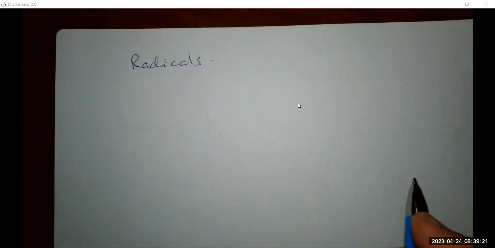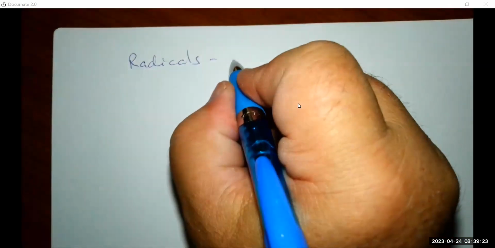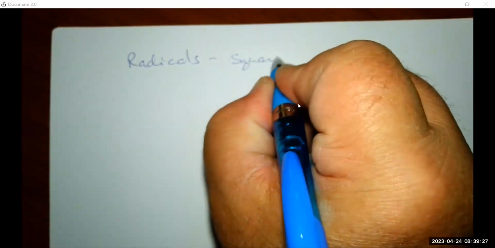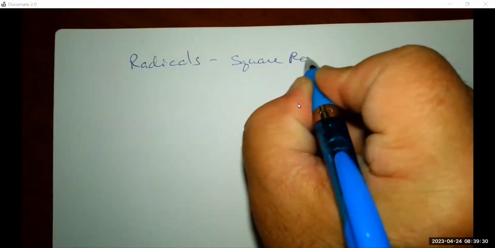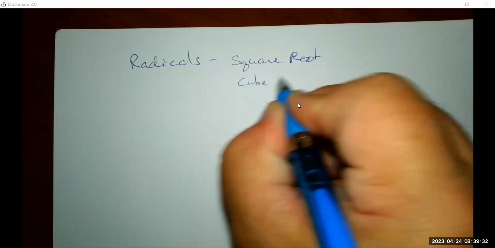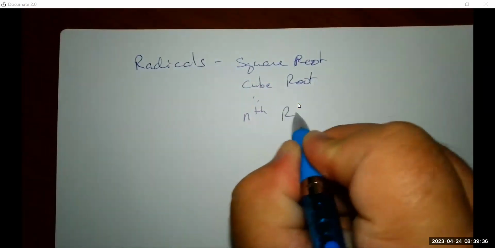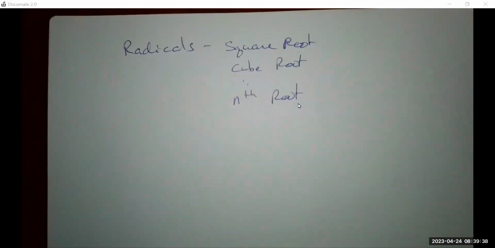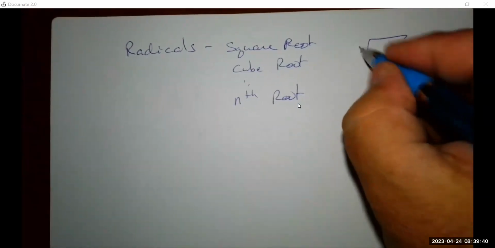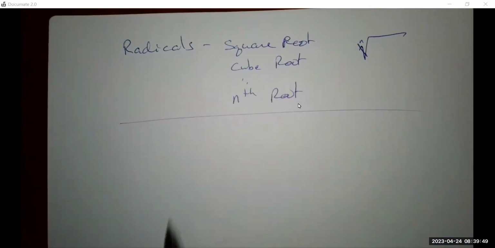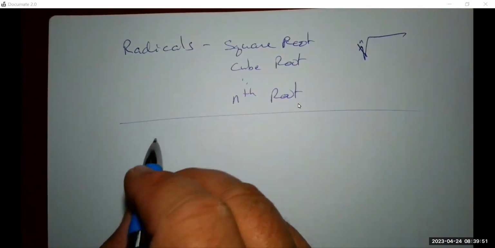Whenever we see the word radicals, that's, for example, the square root, the cube root, the nth root. These represent radicals. Radical equations.